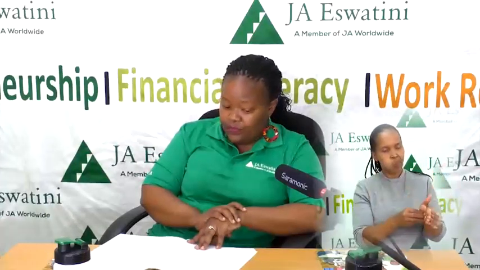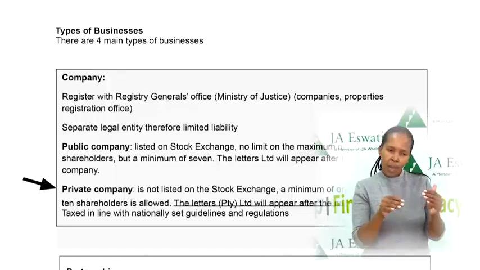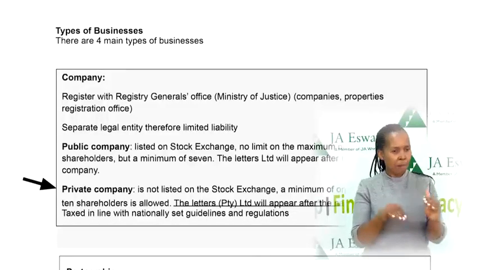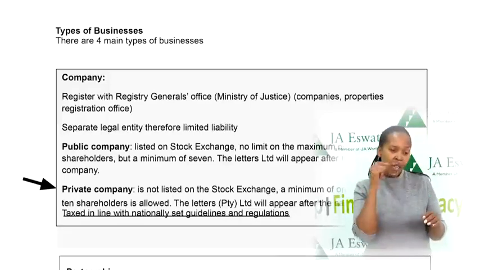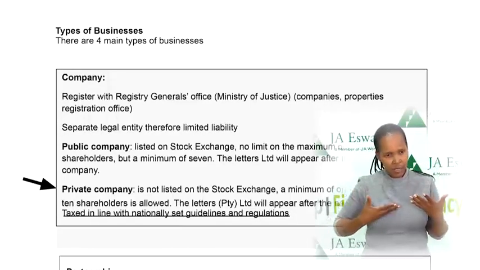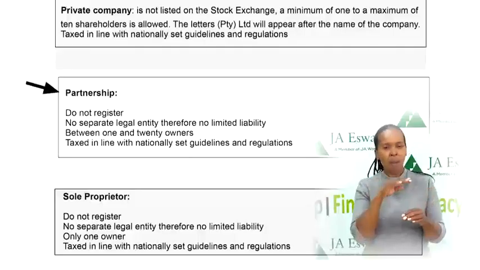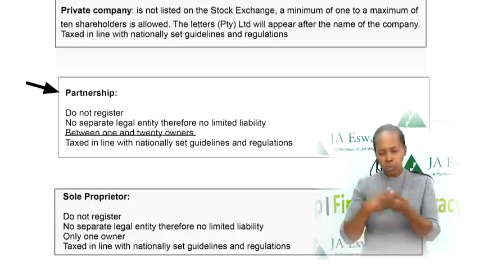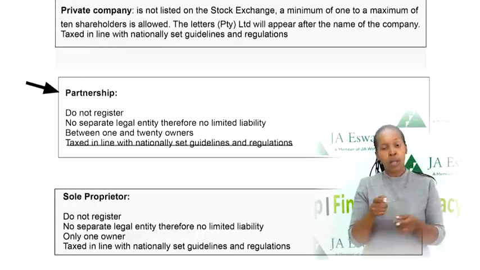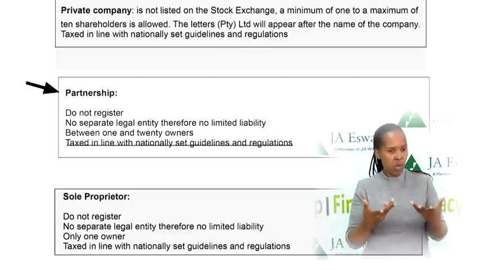A private company is not listed on the stock exchange. A minimum of 1 to a maximum of 10 shareholders is allowed. The letters PTY Ltd will appear after the name of the company. It is taxed in line with nationally set guidelines and regulations. Then partnership. They do not register. There is no separate legal entity, therefore no limited liability. Between 1 and 20 owners, and it's also taxed in line with nationally set guidelines and regulations.